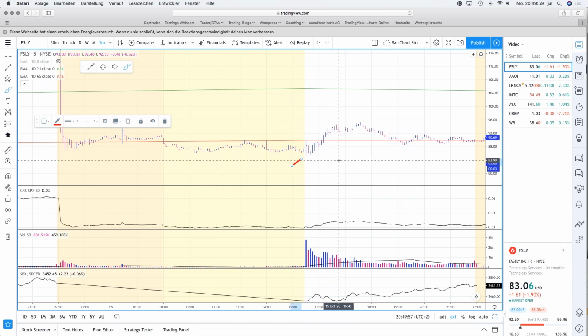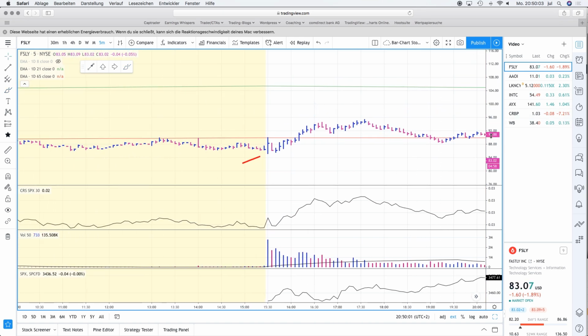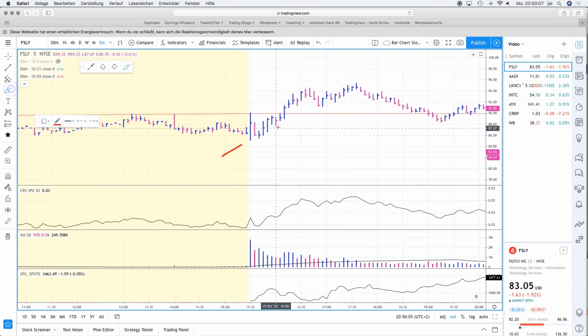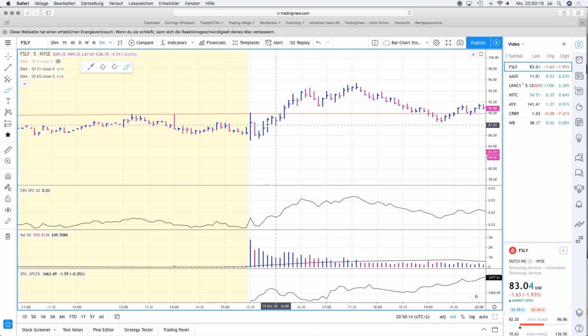And then sometimes you see those swing lows. A swing low is something like that one here. So you can see a lower low was produced here. So the price fell below the low here of the candle.